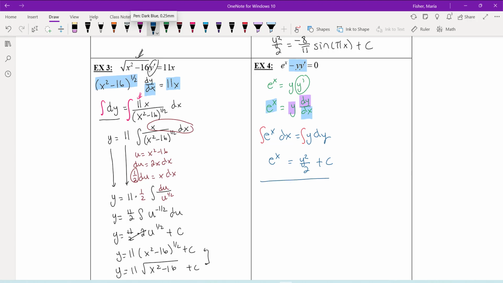So you could have entered this in for your answer, or your answer could have been e to the x plus c equals y squared over 2. Both of those are correct.